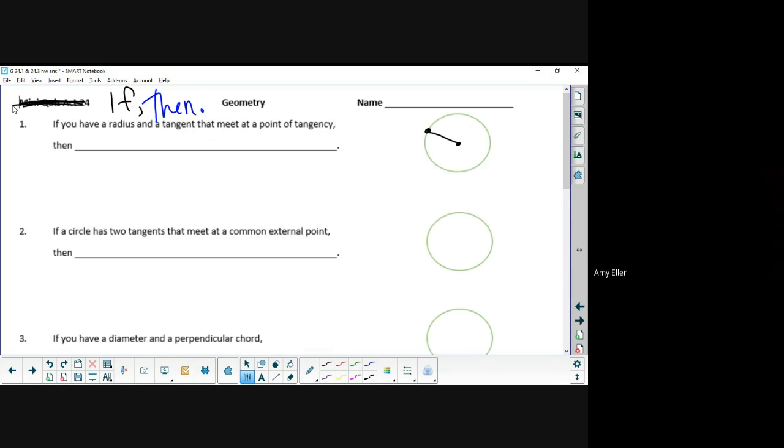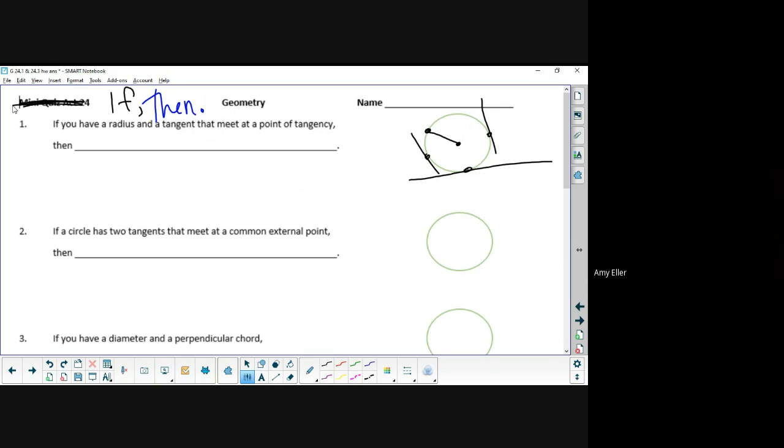A radius goes from the center of the circle to the outside. Let me keep reading the theorem. If you have a radius and a tangent, I'm going to draw some tangents. I don't want you to draw this tangent. A tangent is a line that touches the circle one time. Don't draw that. This is a different tangent, touches once. Do any of those tangents touch my radius? That's why I don't want you to draw those. We have to draw a radius and a tangent that meet.